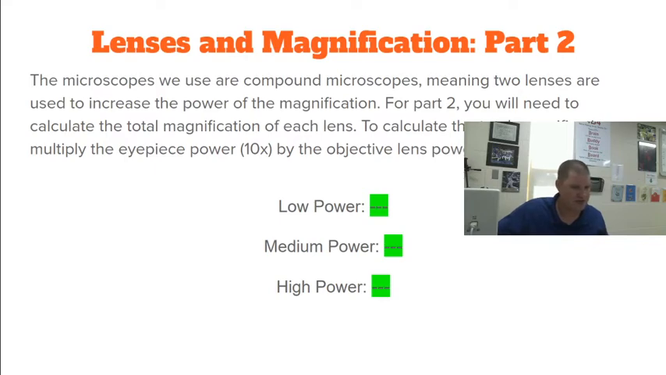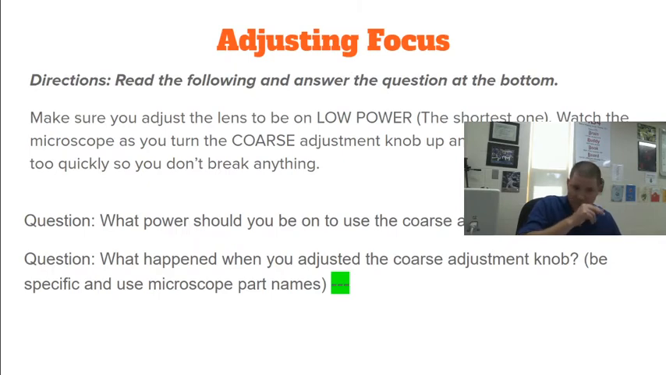Usually medium power is 10, so usually we get 100 times normal because the eyepiece is always 10, so 10 times 10 is 100. High power, usually with some of our microscopes, ranges from either 40 times to 60 times. So that's somewhere between 400 times your normal vision or 600 times your normal vision if you're using some of our other microscopes. Some of them have a little bit different power with it.